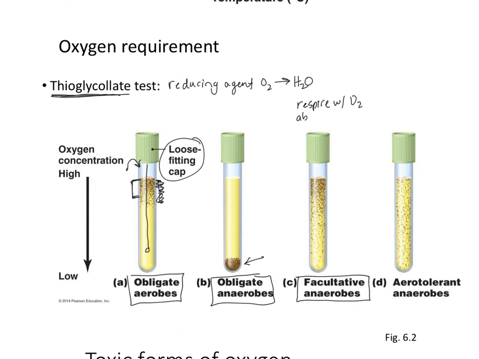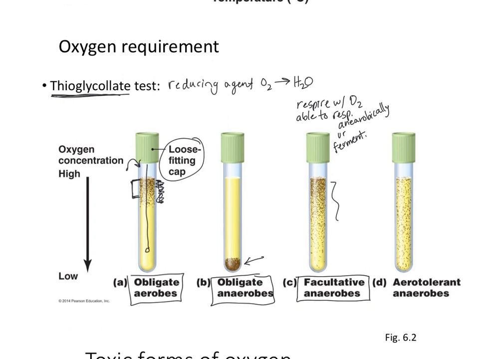But they are also able to either respire anaerobically, and that means, we'll talk more about this later, that they're going to use something other than oxygen as a final electron acceptor. Or maybe they're able to do some kind of fermentation. And we'll talk, again, about the difference between anaerobic respiration and fermentation.